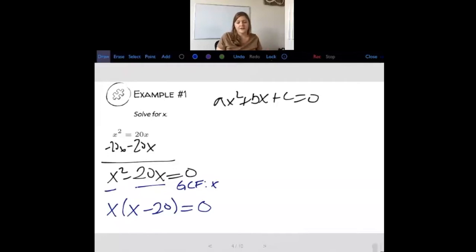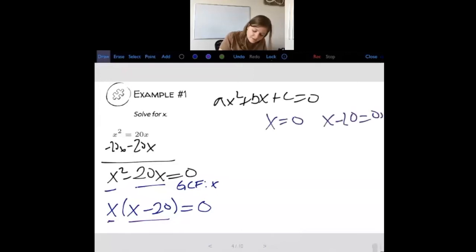Notice we have linear, or x to power 1 factors, so we can set each of these, x and x minus 20, equal to 0. So when we have x equals 0, x minus 20 equals 0, and we add 20 to both sides, our two answers then are 0 and 20.